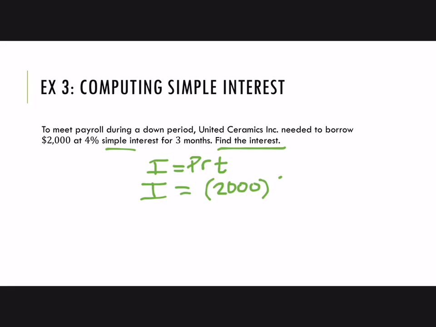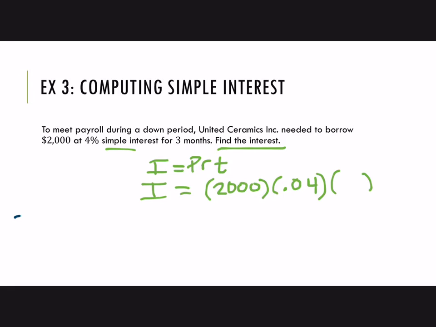Okay, rate is 4%. And remember, if it doesn't specify the time period for a rate, we're going to assume that it's annually. So 4% is 4% annually. Okay, well now when we get to time, time is in months. So I can't use it in months, I need to convert to years.